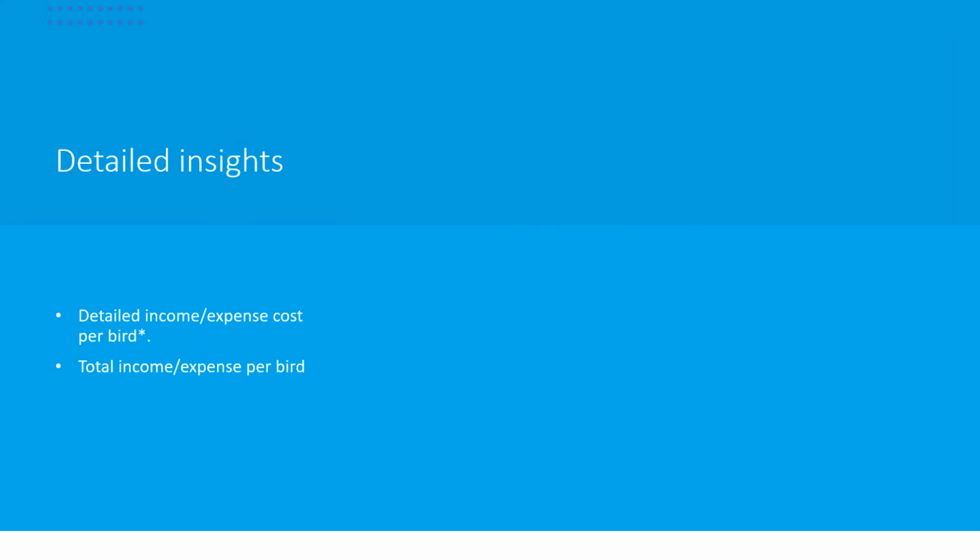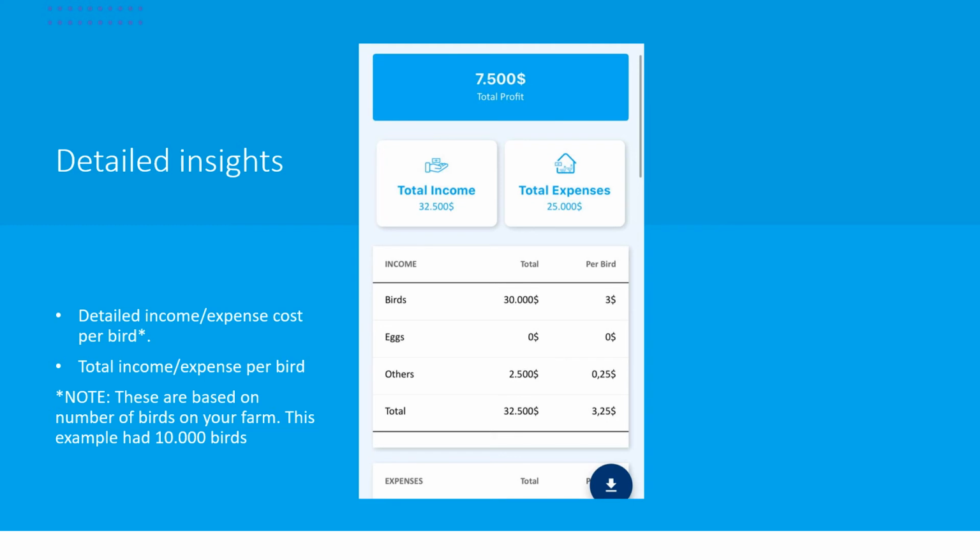Then we will go to the detailed insights, and these are the income and expense cost per bird. Note that in the previous video the number of birds was 10,000 from the example, so that's why you will see everything divided by 10,000. So you will get an income table, which basically will tell you what category it was, the total amount, and per bird. And the per bird is divided by 10,000 because you said you had 10,000 birds at the farm. And you can see a clear line total, so you earned $3.25 per bird.